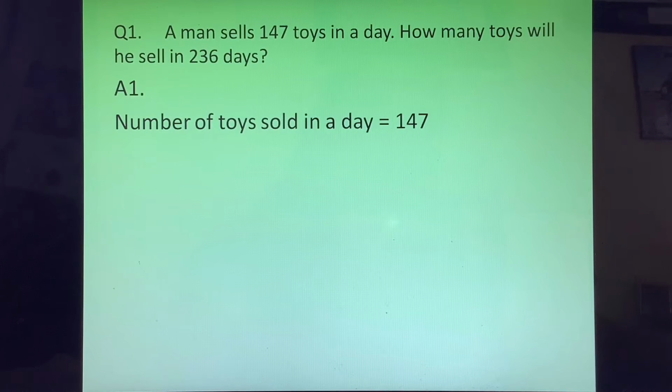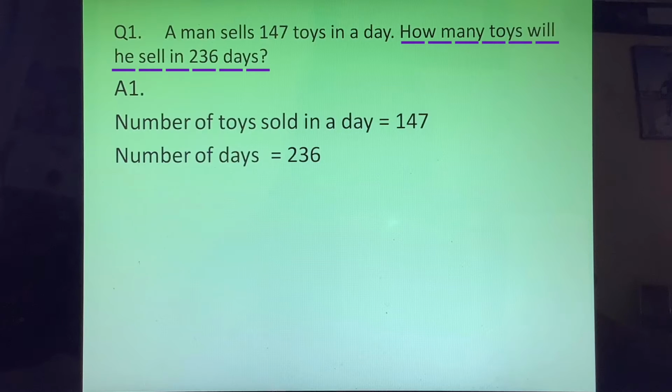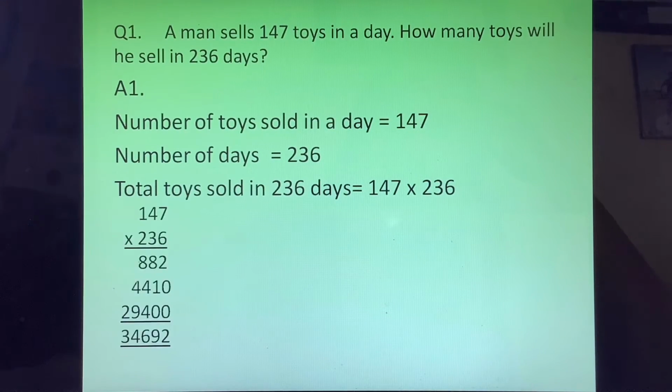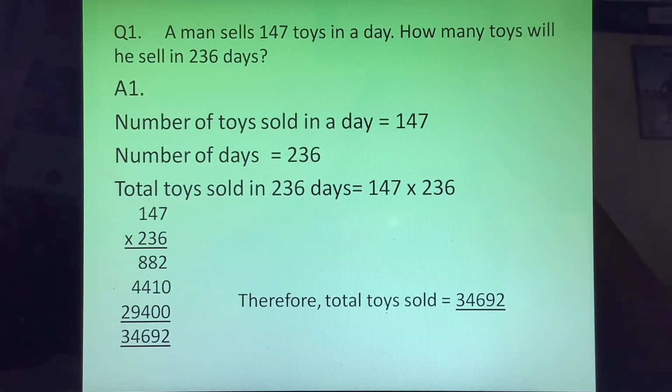Then after that we go back and read the second statement. How many toys will he sell in 236 days? So number of days is given as 236. Now we will address the question. Now we will have to multiply and find out the answer. So we will write: total toys sold in 236 days is equal to 147 into 236. You will multiply and get the answer. After that, you'll write, therefore, total toys sold is equal to 34692.